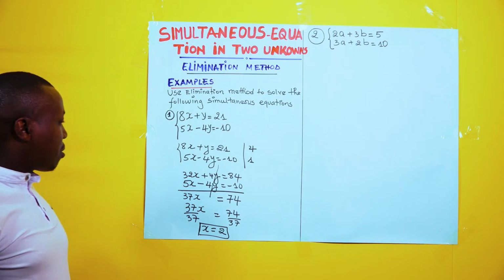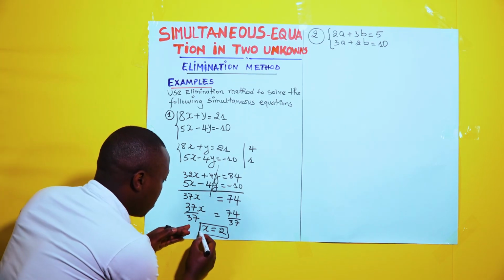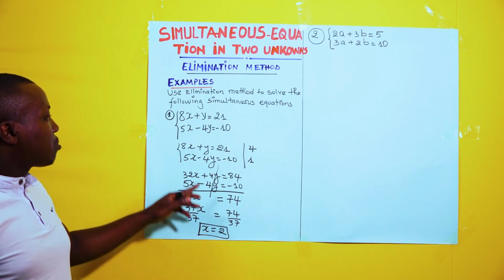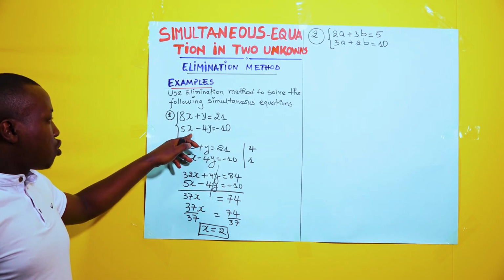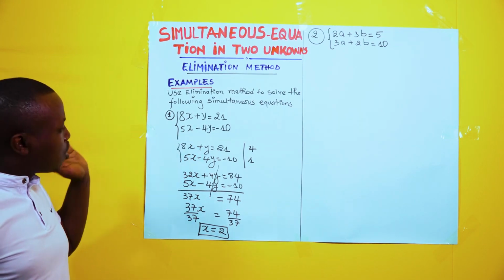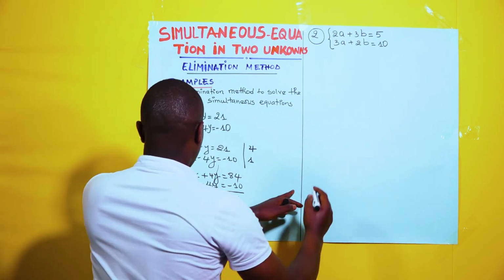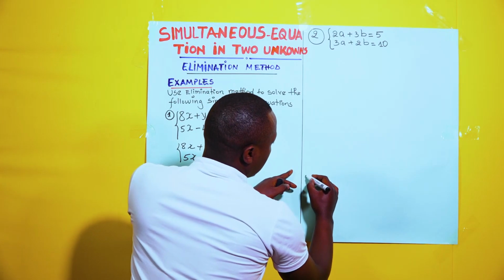How can we find the other variable y? So we shall take the value of x and substitute it in one of these two equations. Let us choose which one? Let us choose the first.